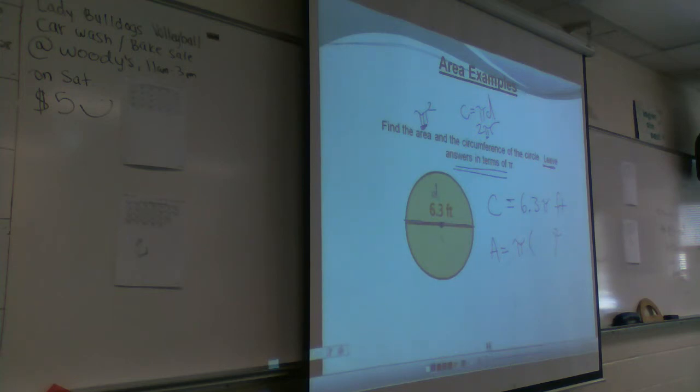6.3 is my diameter, with my radius from here to here. 3.15. All right, what's 3.15 squared? 9.9225. For this one, in terms of pi, guys, if you do this in the calculator, like 3.15 squared, it's going to go here and stop.